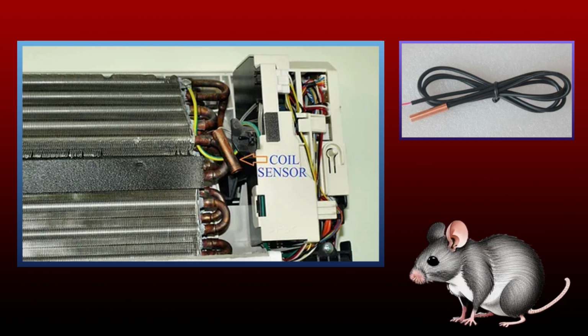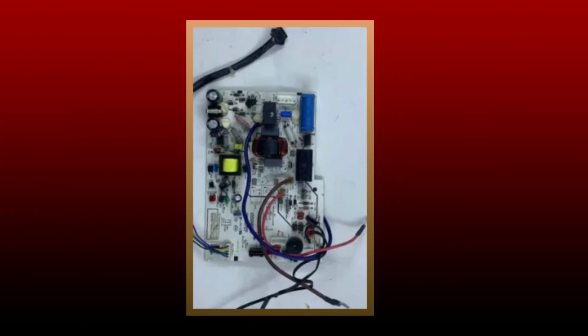It is possible that the wire of the coil sensor may have been cut by a rat. If the rat has cut the wire of the coil sensor, then reconnect the wire. Then this error will be completely fixed. And if the rat has not cut the wire of the coil sensor and still this error is coming, then you look at the sensor connector in the PCB. This error also occurs due to a loose connection. Or even if you remove the connector and reinsert it, this error will be fixed.